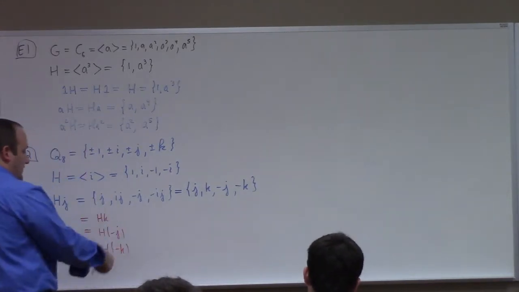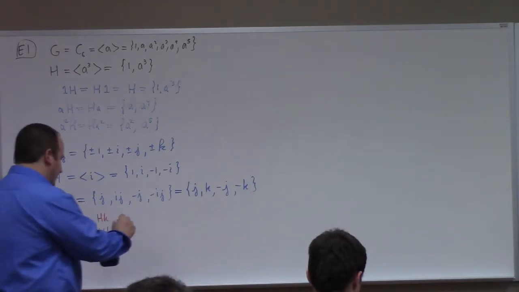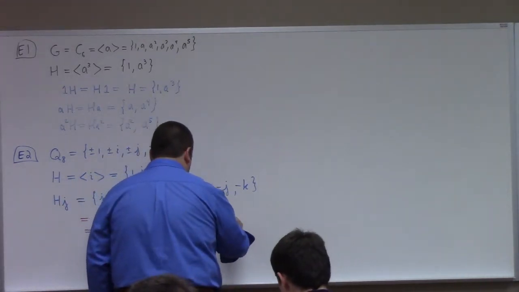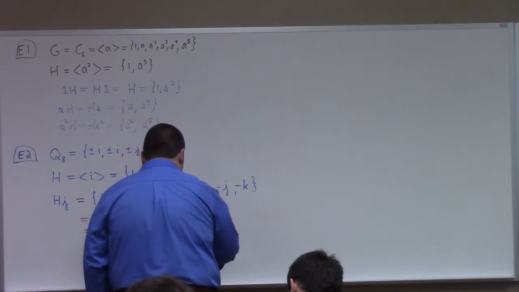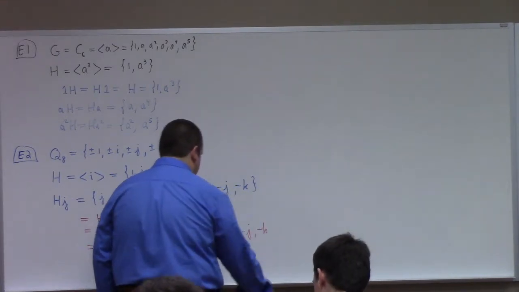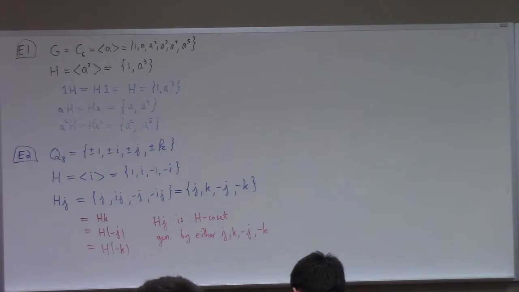If I look at any of these right cosets, they're all Hj. They're all the same set. So what I'm trying to tell you is that Hj is the H coset generated by either j or k or minus j or minus k. You have 4 choices. Anything in the coset will generate that coset. Notice when I talk about coset generation, it's not the same as subgroup generation. It's not the cyclic. It's a different notion of generation. Example 3.